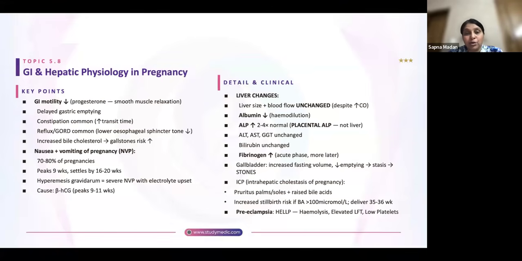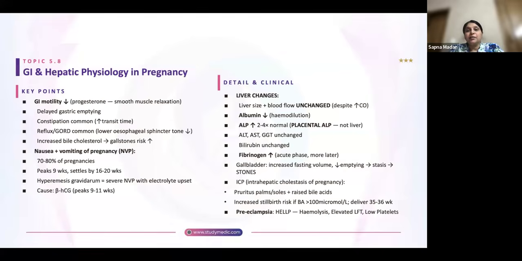The cause of this nausea and vomiting of pregnancy is the beta HCG level, which will peak at around 9 to 11 weeks. And we had discussed that in hyperemesis gravidarum, the electrolyte imbalance that we see is low sodium, low potassium, and low urea. Okay, so this is particular to hyperemesis gravidarum.